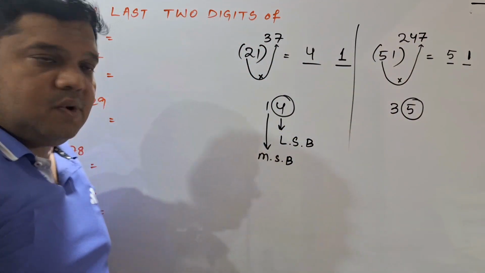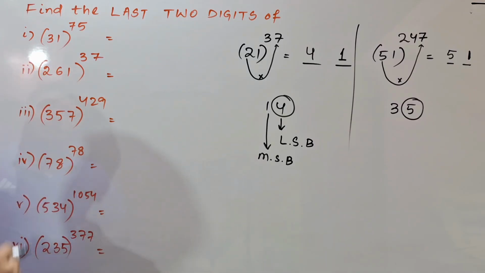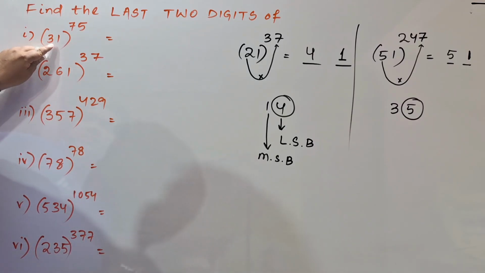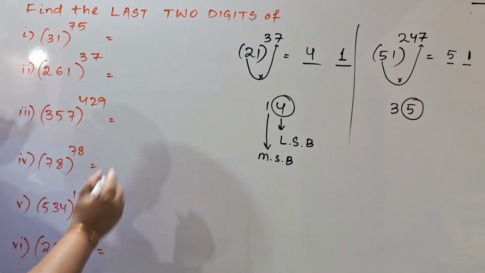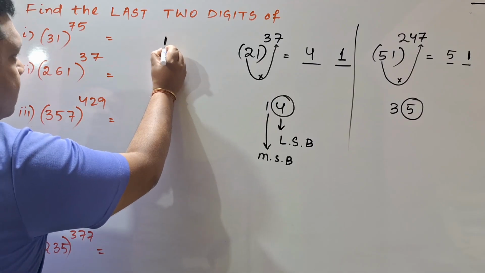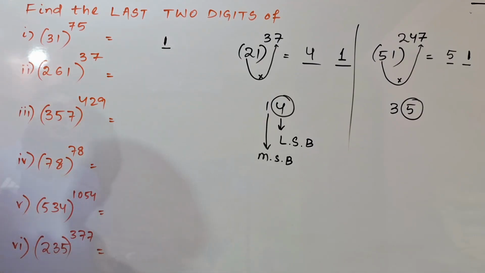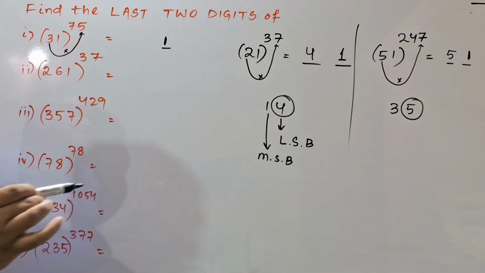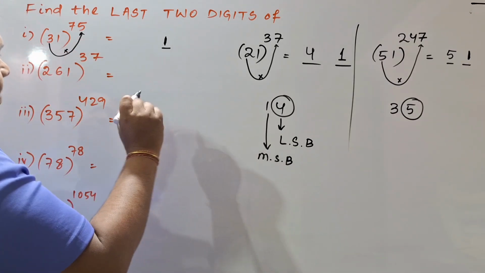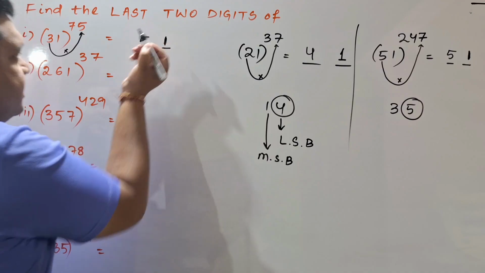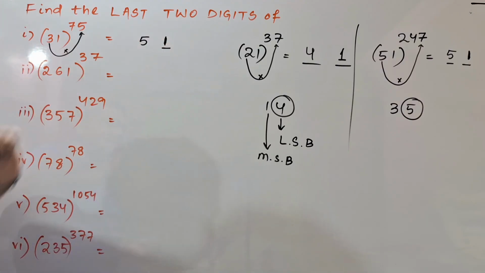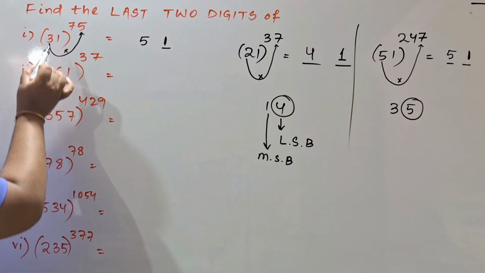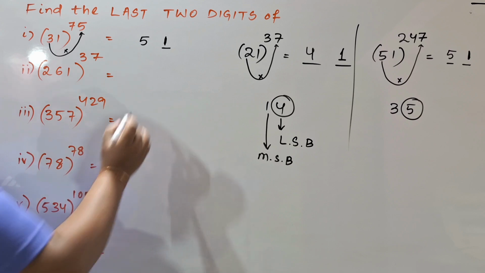If you understand this one, look here. The base is 31, the base ends in 1, so the unit place is 1 by default. Now how to find the tens place? I have to multiply 3 with 5. You know 5 into 3 is 15. So 5 is the LSB, the least significant bit. The answer is 51.